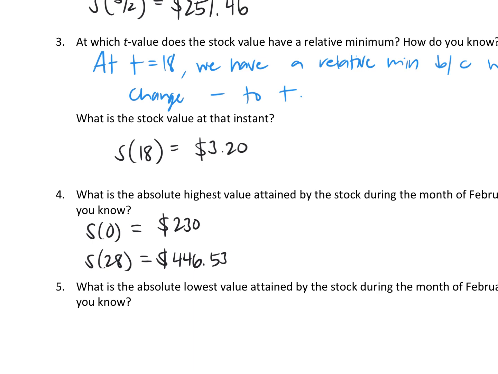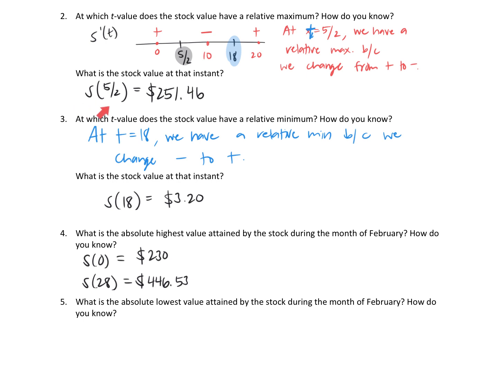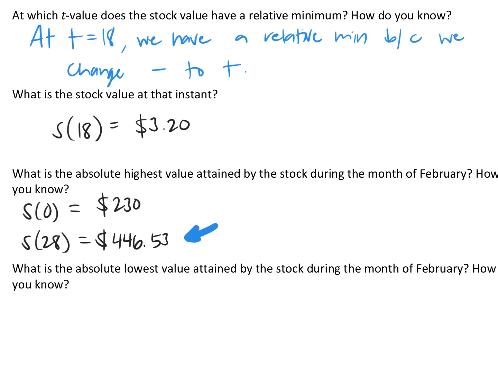So let's think about that. Is this relative maximum my absolute maximum? No. Looking at these 4 points, no. My absolute maximum is at the point 28, comma 446.53. Okay? So that is my absolute maximum. So the highest value during February occurred on the last day.